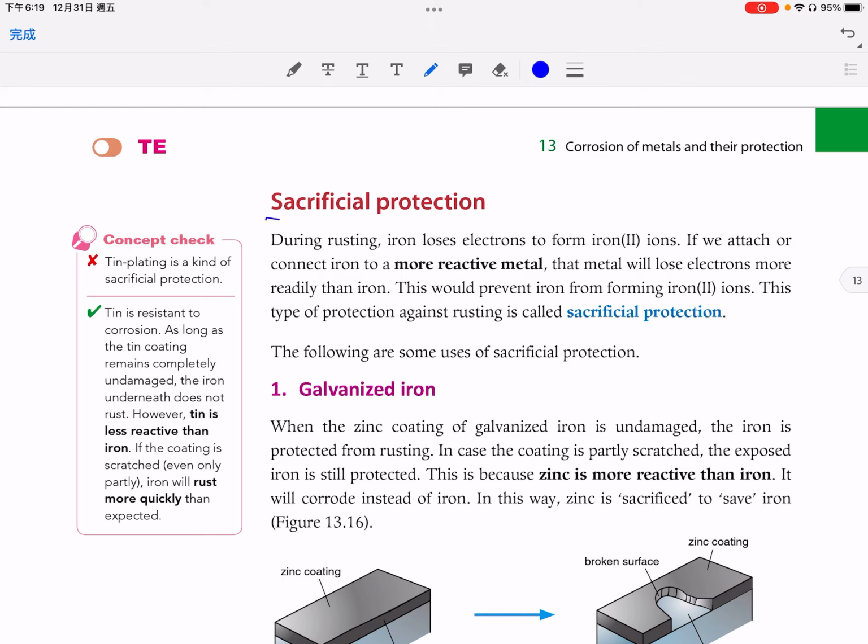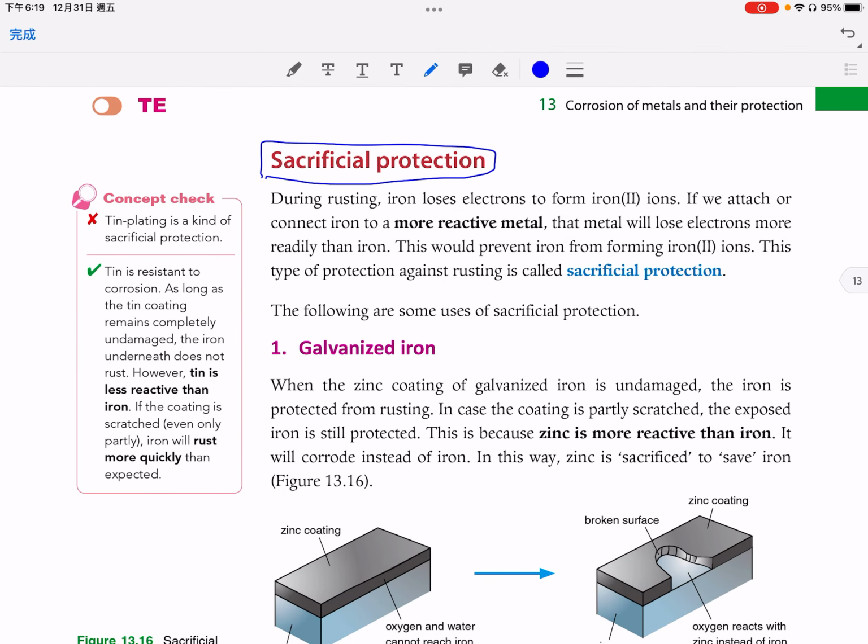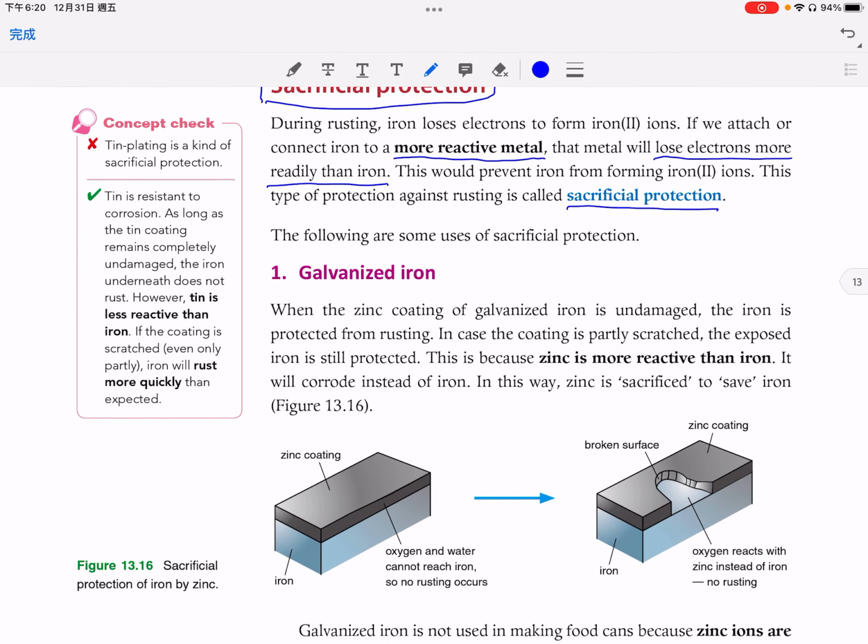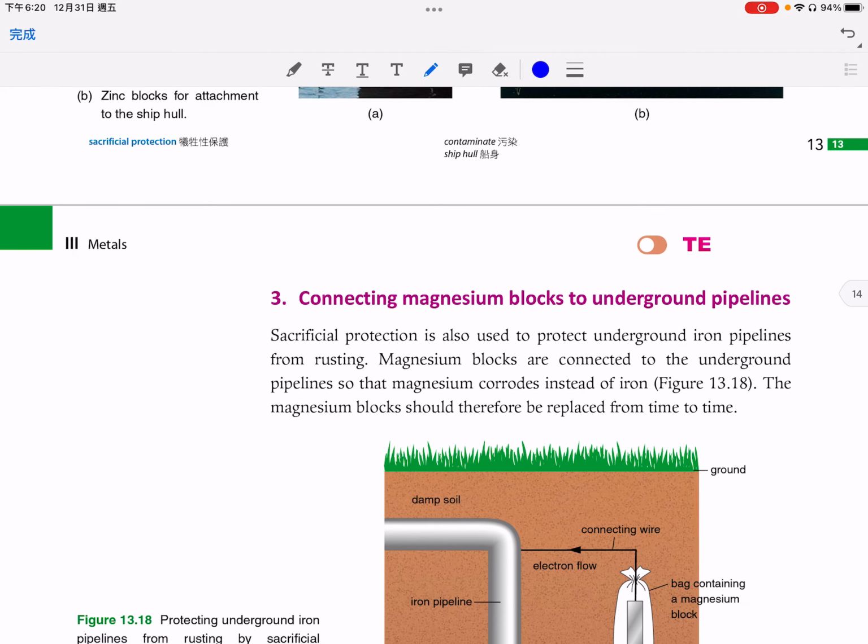Next, let's talk about sacrificial protection. Do you still remember how sacrificial protection can be achieved? Of course, we need a metal which is more reactive than iron. Of course, the more reactive metal will lose electrons more readily than iron. Then, making use of such a metal, we can achieve the sacrificial protection. The metals include zinc and magnesium.